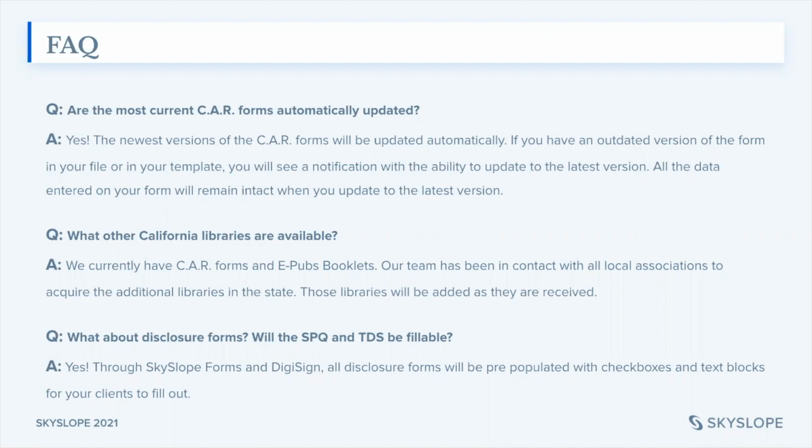Now, what about disclosure forms? Will the SPQ and the TDS be fillable? Absolutely. Through SkySlope Forms and DigiSign, all disclosure forms will be pre-populated with those check boxes and text blocks that we pointed out earlier, all for your client to easily fill out.